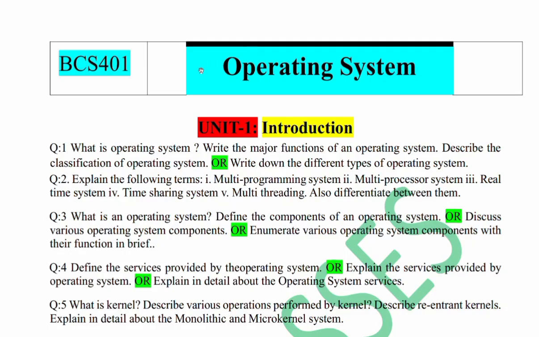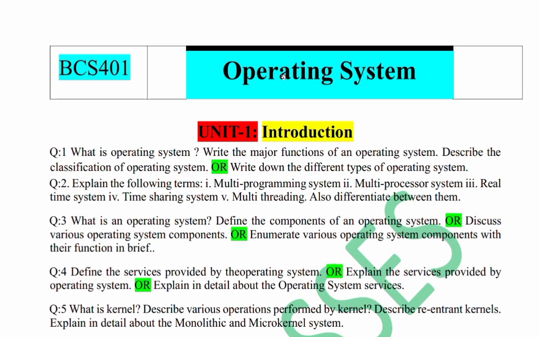Today we will discuss the most important questions of Operating System, which is code BCS 401. In this video we discuss only theory-based questions, unit-wise. So let's start the video. Here we see unit number first, which is Introduction.